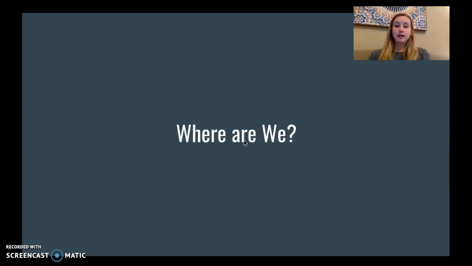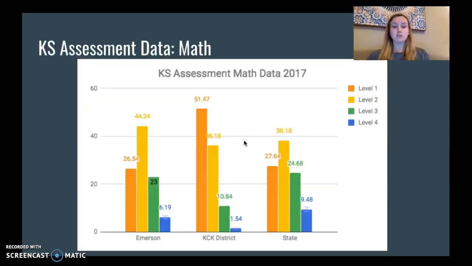The next thing to look at is, we know who we are, so now we want to talk about where we are in terms of our data and achievement. For our Kansas assessment math data in 2016, I created these graphs to show the differences between what Emerson's data looks like, what the school district's data looks like, and what the state's data looks like.